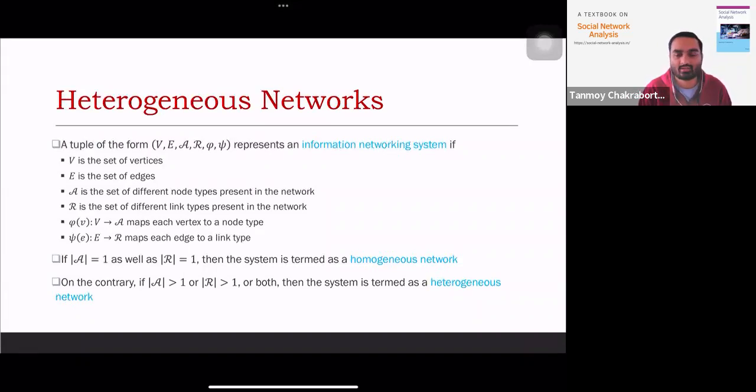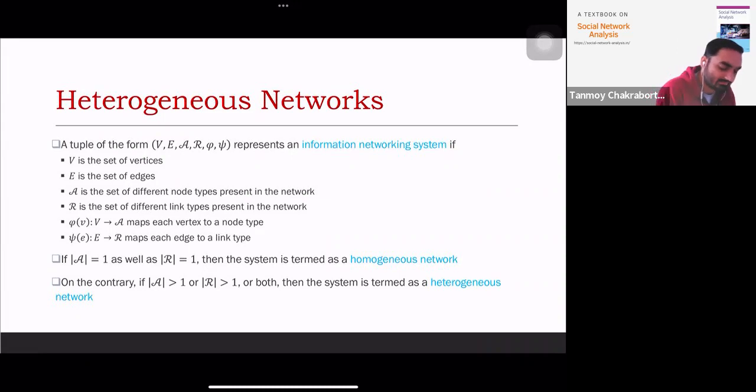So we'll discuss something called heterogeneous network. And what is a heterogeneous network? We briefly discussed it in the first lecture. Heterogeneous network is a network where nodes can be of different types, edges can be of different types. So nodes can be of different types, or edges can be of different types, or both nodes and edges can be of different types. Right? If nodes are of different types but edges are of same types, it is called node heterogeneous network. If nodes are of same types but edges are of different types, it is called edge heterogeneous network.